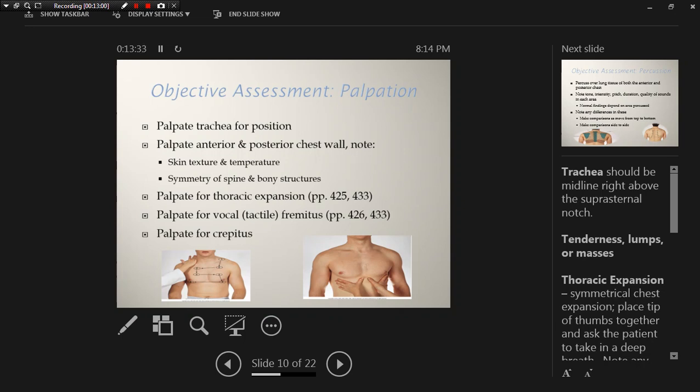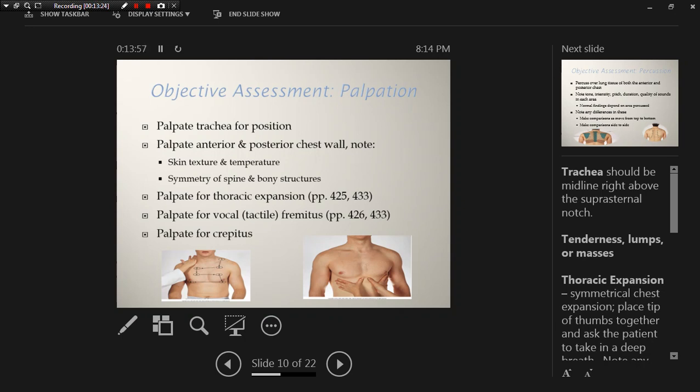So, palpation. Obviously we're going to palpate the trachea for position. We can go up to the suprasternal notch with our thumbs and palpate the trachea. We want it to be midline. We do not want it to shift to the right or left. That's an emergency situation, right? We could have a pneumothorax, a hemothorax, a complete collapse from a pleural effusion.